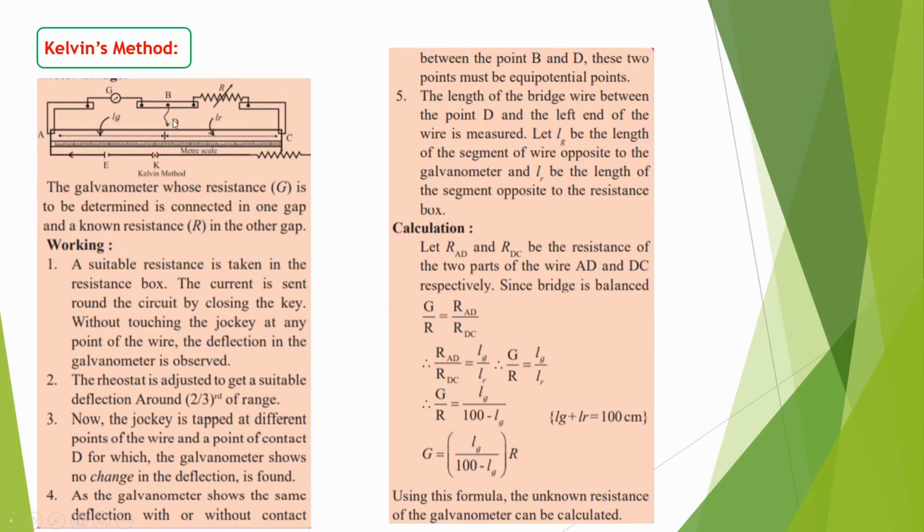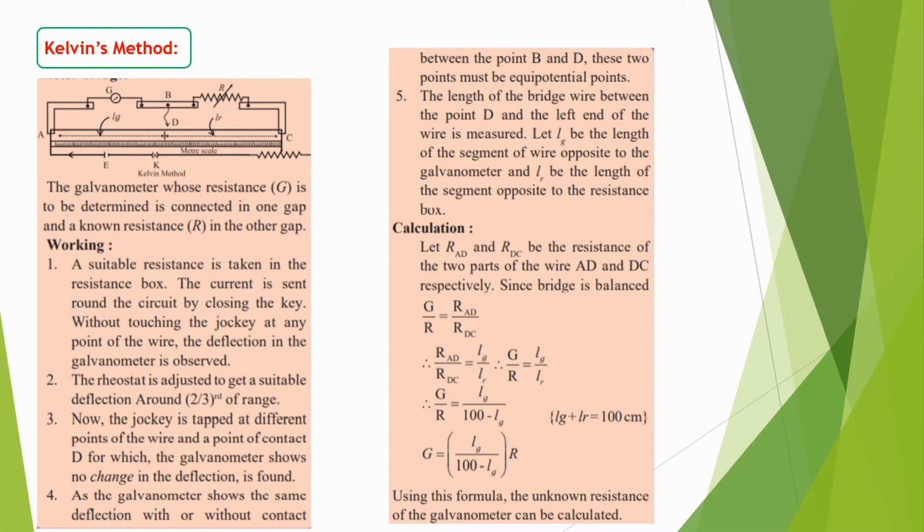In that case the jockey touches the wire AC, we tap along the wire AC, and we select the point D at which the galvanometer does not show a change in deflection, meaning it shows the same deflection. In the meter bridge, we select the point D such that the galvanometer connected between these two points shows the null deflection.